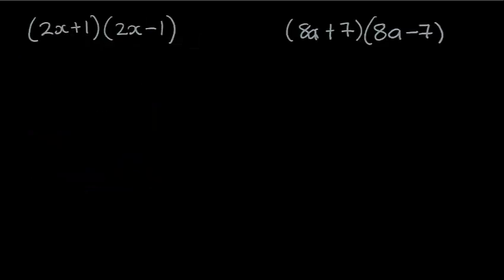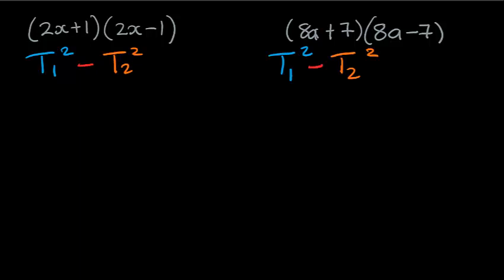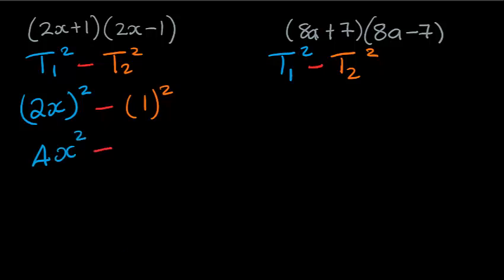Now, lucky for you, the next couple of exercises are all difference of squares. So the first thing I write is term 1 squared minus term 2 squared. So let's calculate. I've got 2x plus 1, 2x minus 1. Term 1 is 2x in brackets squared, minus term 2 is 1 squared. So 2 to the power of 2 is 4x squared, minus 1 to the power of 2 is 1. 4x squared minus 1.